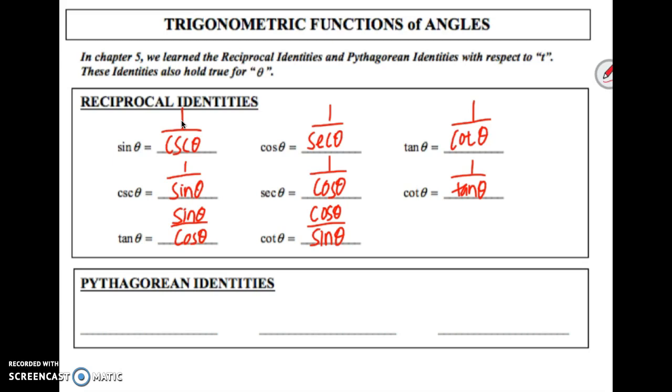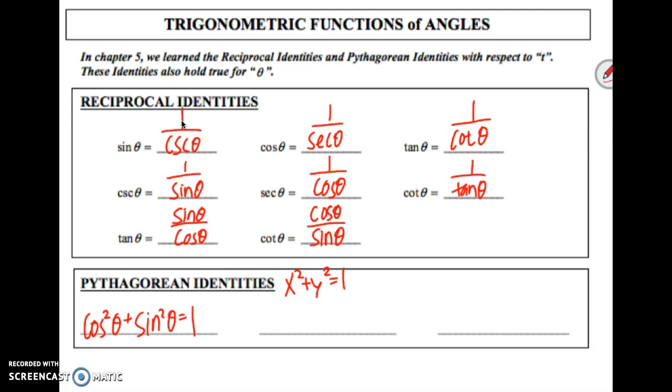Pythagorean identities we learned were derived from the Pythagorean theorem. Since cosine corresponds to x, and sine corresponds to y, and we already know that x squared plus y squared equals 1, we can just replace x with cosine and y with sine. So we have cosine squared of theta plus sine squared of theta equals 1.